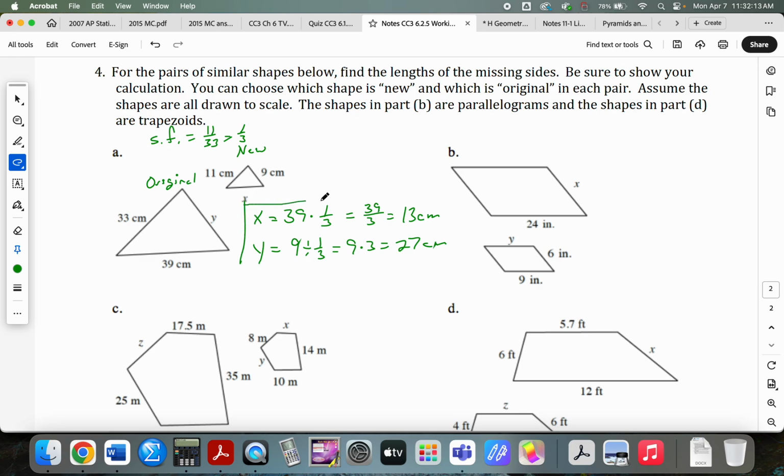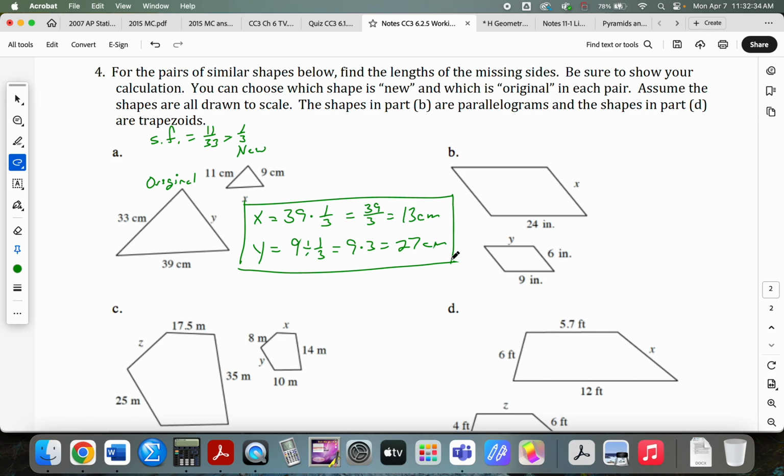This is how you should show your work. Tell what it is that you're finding, show what operation you're going to do, and then do the operation. This should not be in the margins any place. This should not be off to the side someplace. It should be clearly labeled exactly like this.